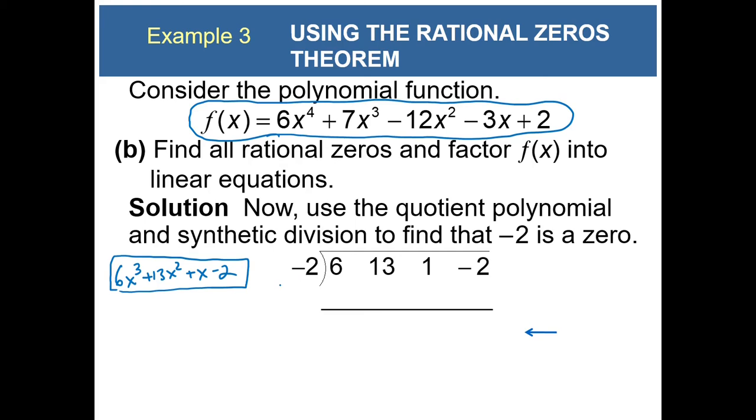So let's use synthetic division with negative 2. We'll drop down to 6. Negative 2 times 6 is negative 12. 13 plus negative 12 gives us a 1. Negative 2 times 1 is negative 2. 1 plus negative 2 gives us negative 1. So we have this is equivalent to 0. And that is our remainder.